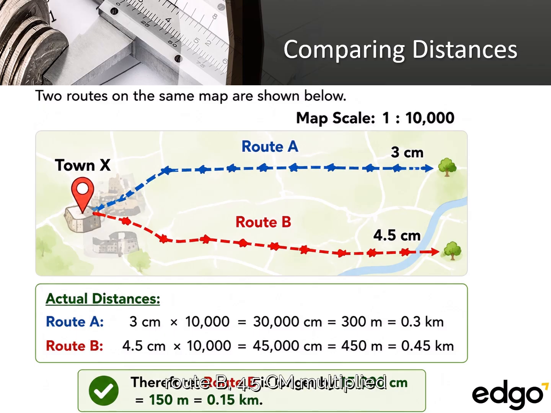For Route B, 4.5 centimeters multiplied by 10,000 gives 45,000 centimeters, or 450 meters, which is 0.45 kilometer. Now we can compare them. Route B is longer than Route A. The difference is 150 meters, or 0.15 kilometer. So scale allows us not only to determine actual distances but also to make meaningful comparisons between them.